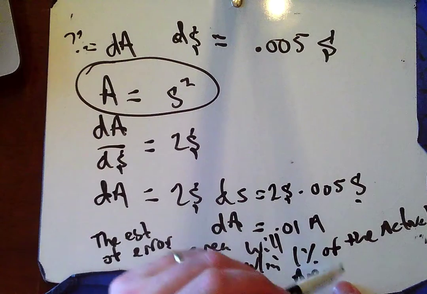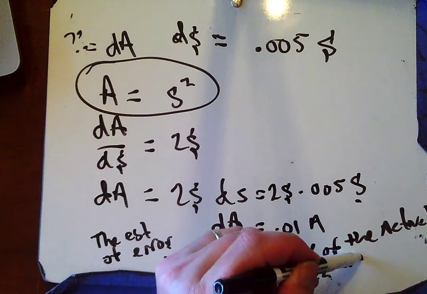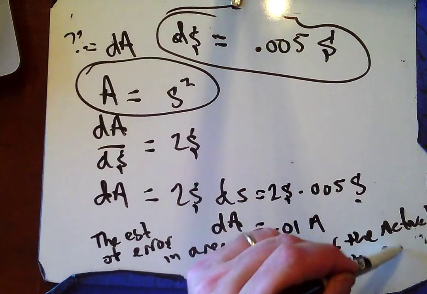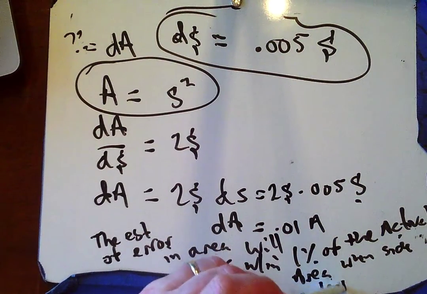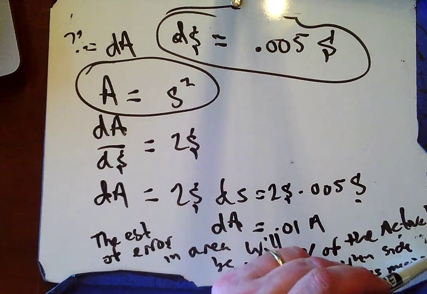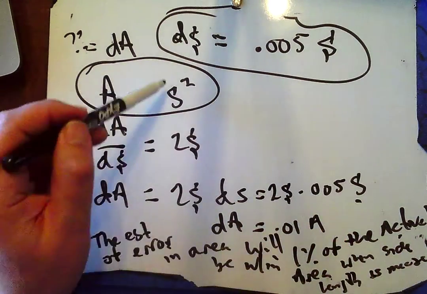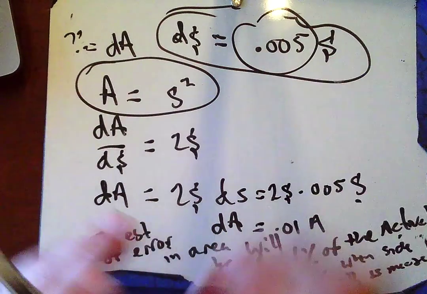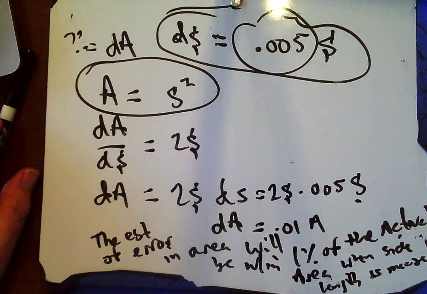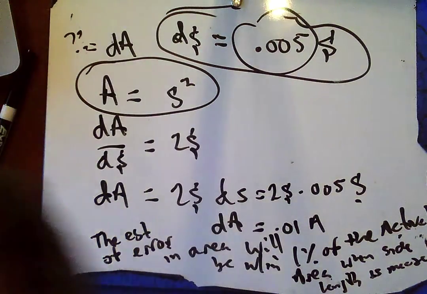I'd probably want to go along and then say when the side length is measured within 0.5% of side length's actual value. All right, number 7. We're almost halfway there.